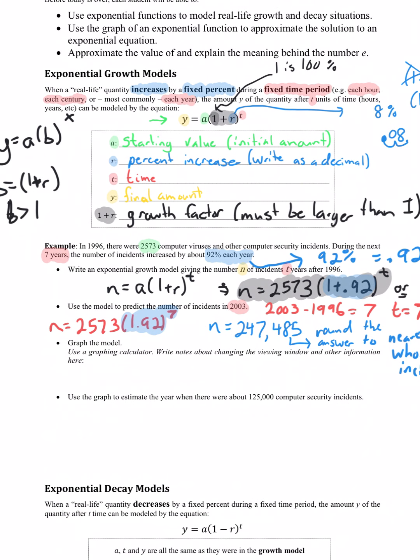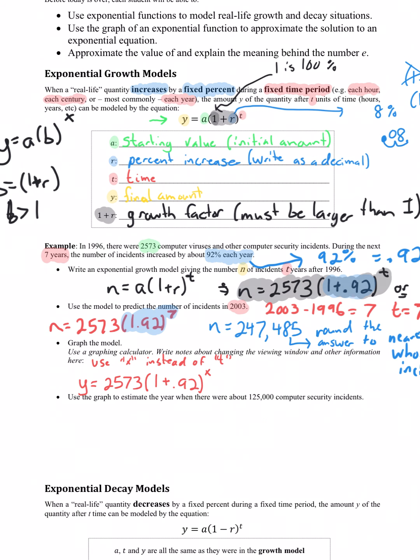What we want to do next is use a graphing calculator, and I want to show you what it's going to look like on a graphing calculator over time. So just a reminder that when you're using a graphing calculator, you're going to use x instead of t, because when we're graphing, we're going to be in terms of y and x. So we'd say y equals 2,573 times (1 plus 0.92) to the x value. Or we could write it as the 1.92 if we've already done the addition.